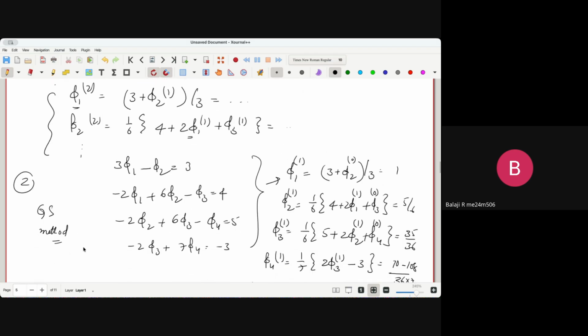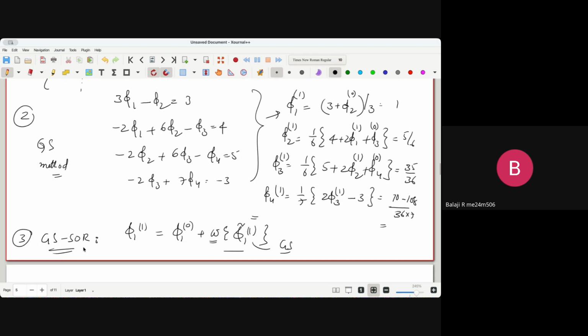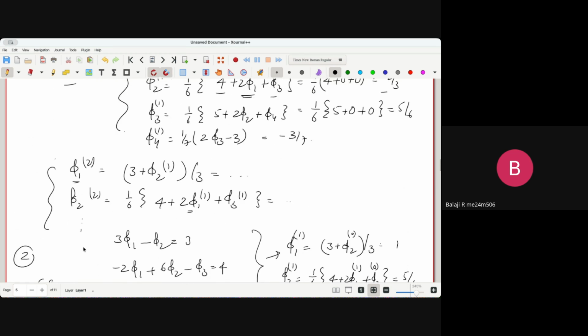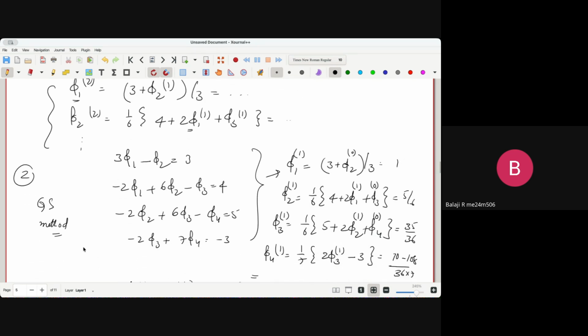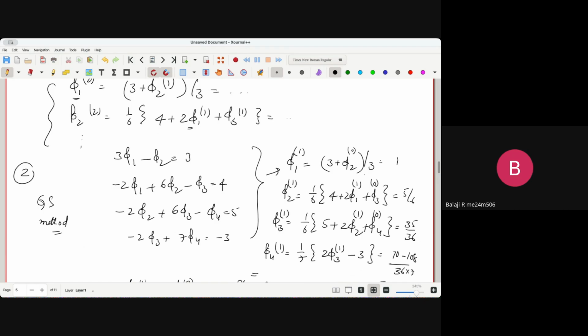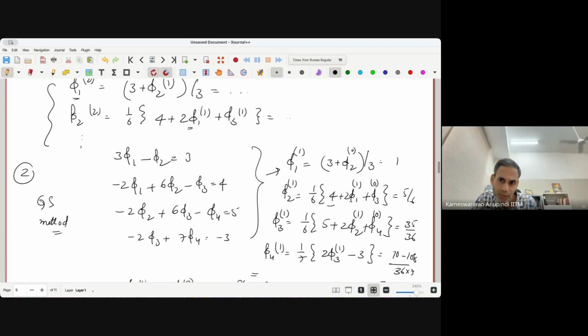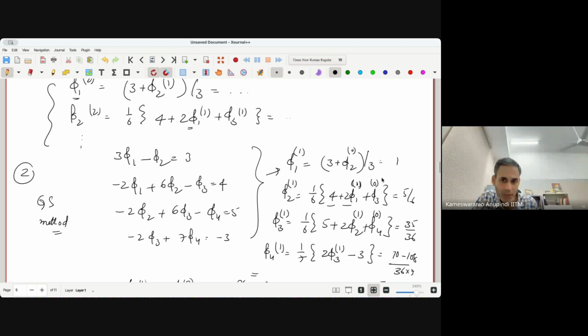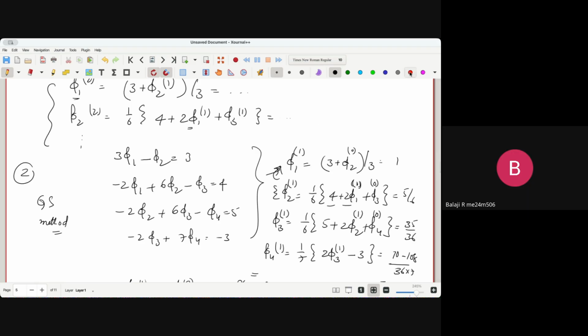Sir, just a question on the Gauss-Seidel method, this Phi2. We have given 1 by 6 into 4 plus 2 Phi1, right? Phi1 is 1 only. 4 plus 2 Phi1, yeah, and Phi1 is 1. So Phi3 is already 0. Phi3 is 0 because we have not yet updated it; whatever we have previously calculated, we can make use of. Okay, so then 6 by 6 is also 1, right?